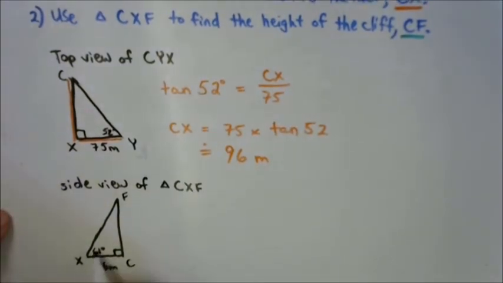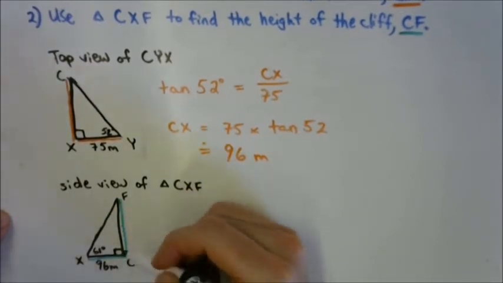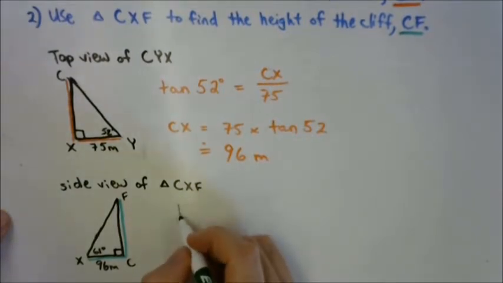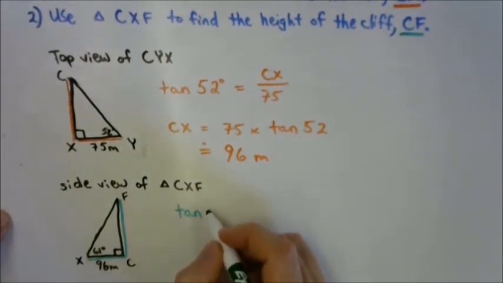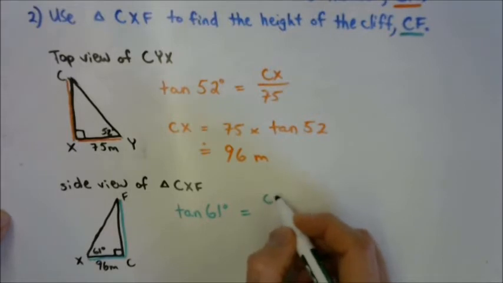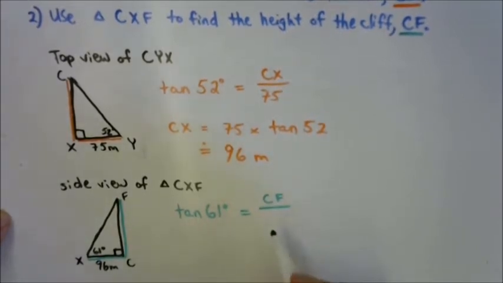So I've got an angle, and I have adjacent information and opposite information. What ratio are we using? Yeah, we're using tan again. Tangent of 61 is equal to opposite over adjacent. We don't know the measure of the opposite side. It's just CF, the height of the cliff. And the adjacent side is 96 meters.